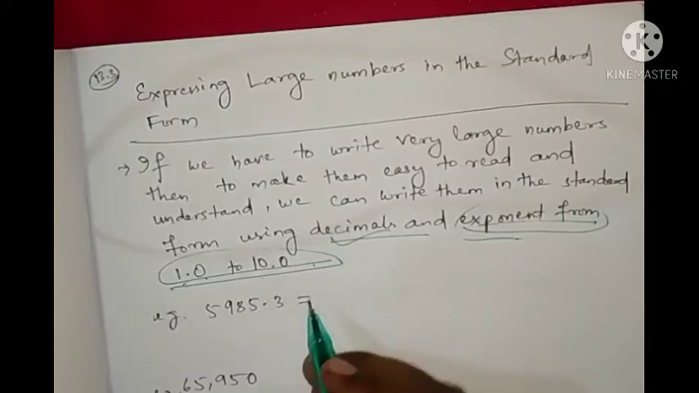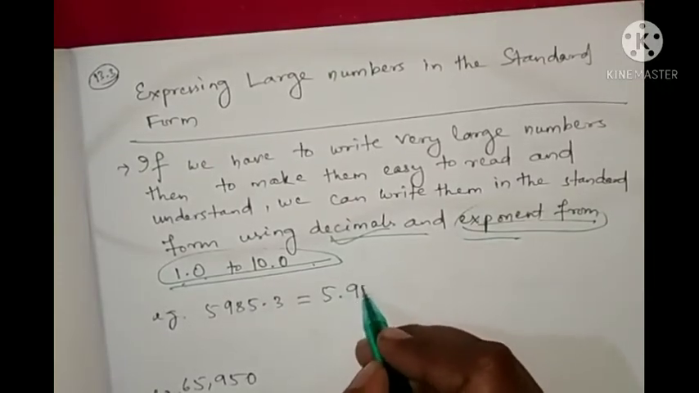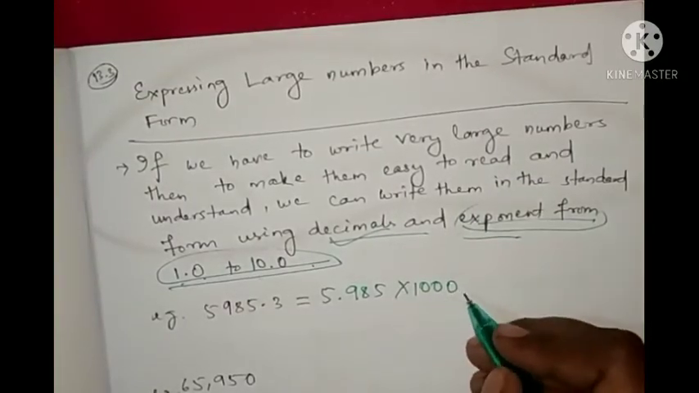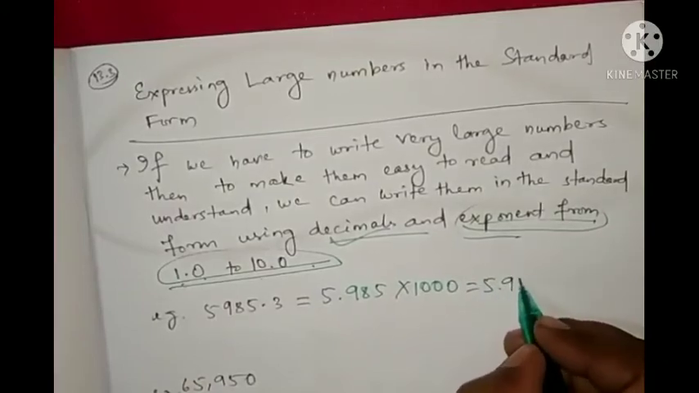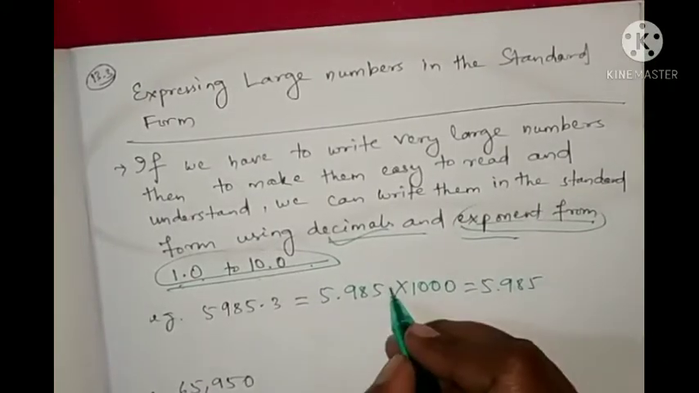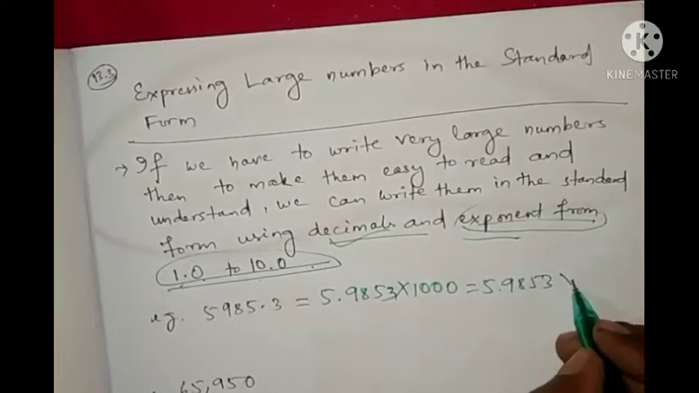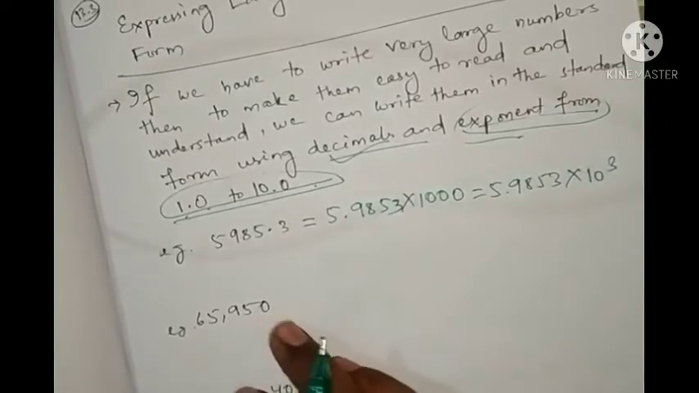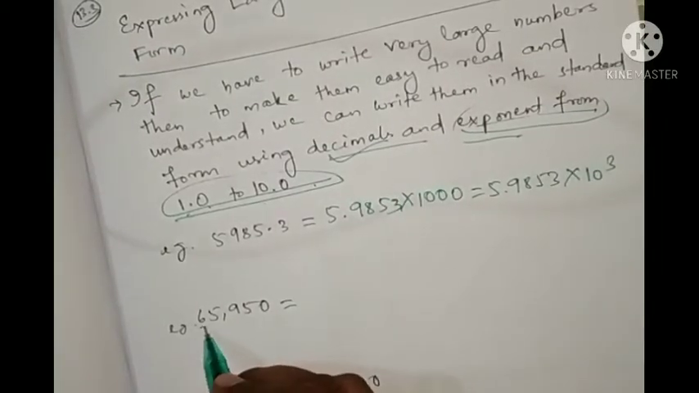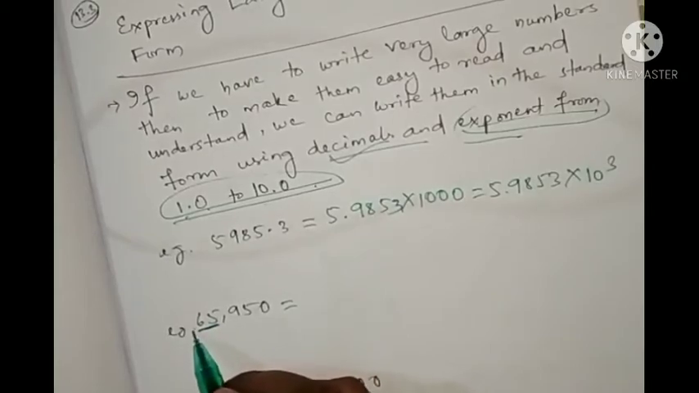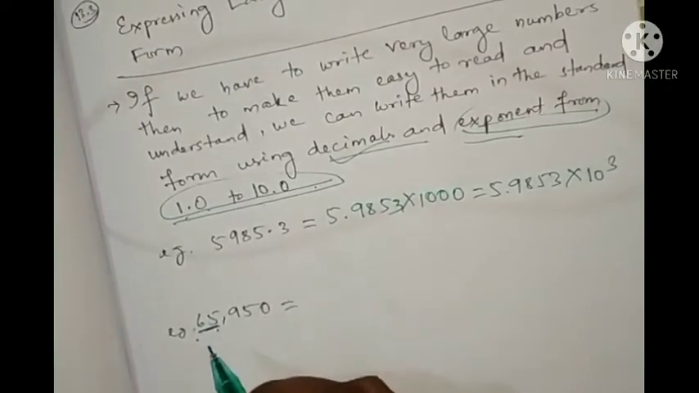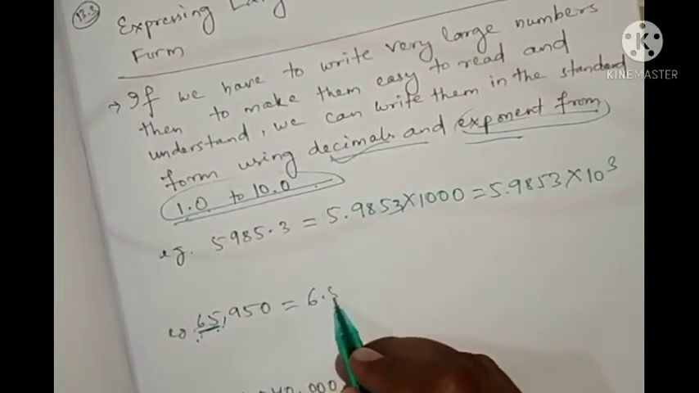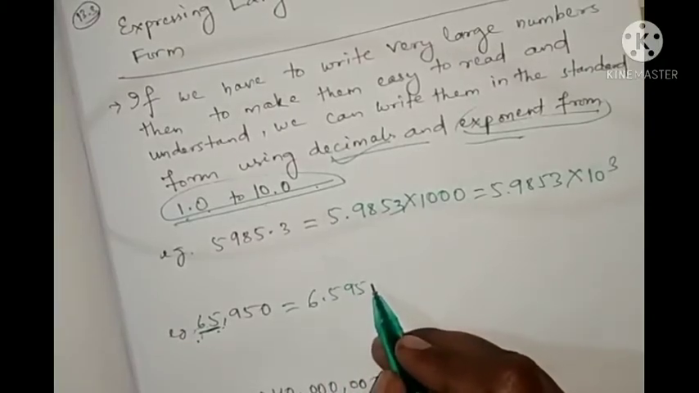5985.3. What we'll write? We can write it as 5.9853 into 1000, and this one we can write as 5.9853 into 10 to the power 3. Like this, 65,950. So we'll make it decimal. It will be below 10 and more than 1. So we'll make it 6.595. So here 5950 is there.